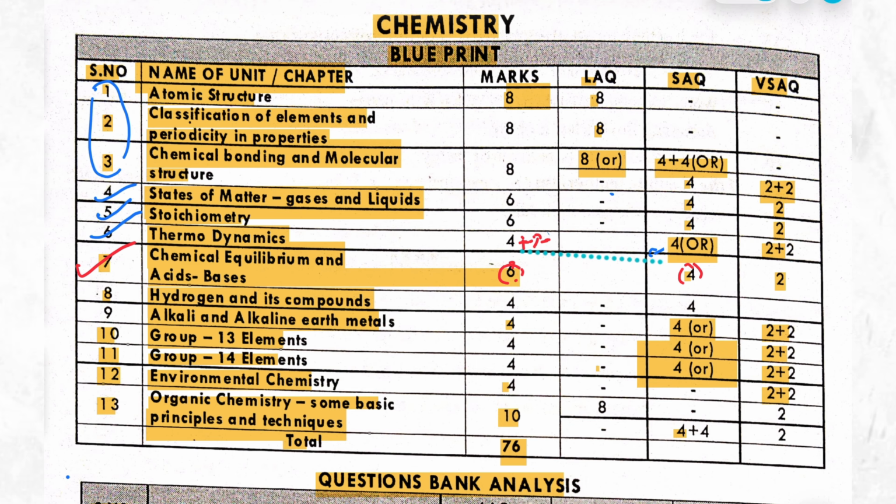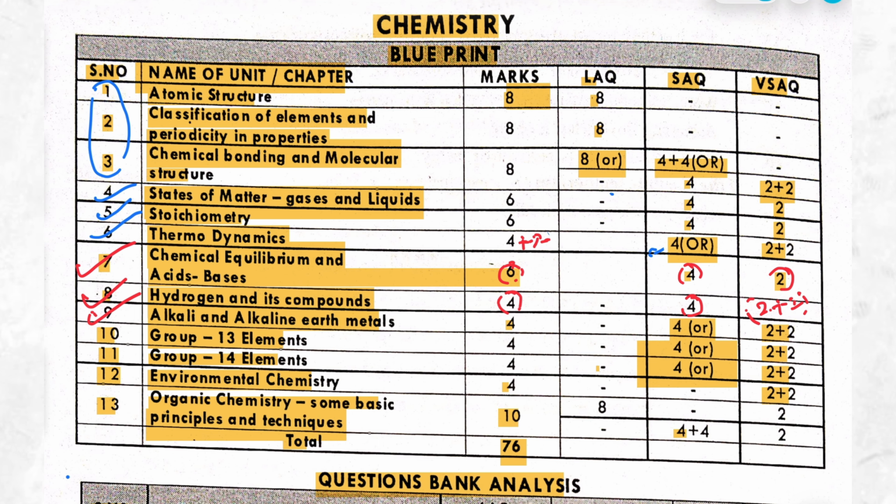That is 4 marks and 2 marks, 6 marks in total. And hydrogen and its compounds is just 4 marks, not 6 marks. Sometimes they ask VSQs from this topic. Sometimes they ask VSQs from this topic.